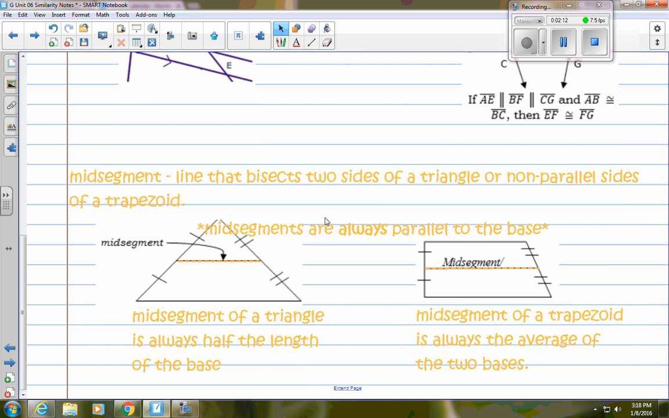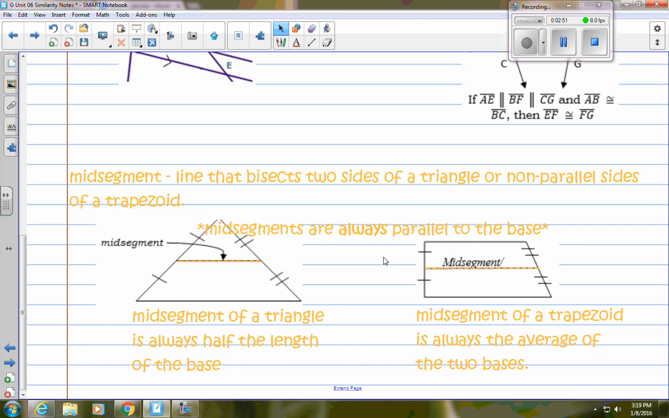Okay, so the last segment we're going to talk about today is specifically a mid-segment. It looks like something that could be applied to the side splitter theorem. It's a line that bisects two sides of a triangle or the non-parallel sides of a trapezoid. So a mid-segment in a triangle is something that cuts these two sides in half. It's a line segment that connects the midpoints of two sides of our triangle, or it's a line that connects the midpoints of the two non-parallel sides of a trapezoid. So we could have a mid-segment in a triangle or a trapezoid.